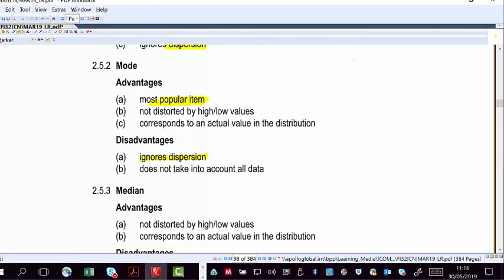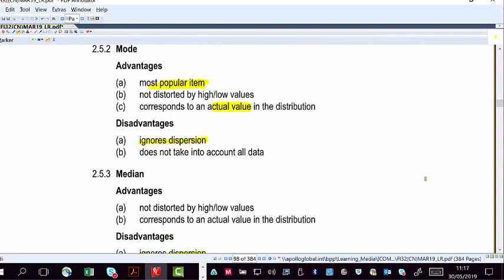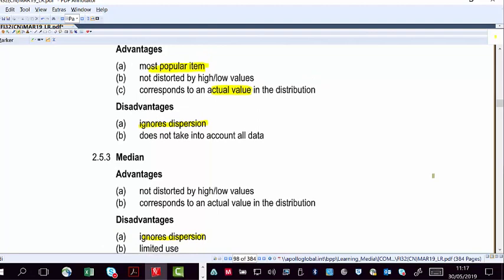So it's not a spread, it's not an average, it's just that individual most popular item, and it does correspond to an actual value in the distribution. So when we looked at calculating the mode for the loaves of bread, we've seen that 4 was the most popular number of loaves of bread to be bought within 1 week, and that was an actual value. Again, it ignores dispersion, as we've just mentioned, and it may not take account of all of the data. So again, we're not looking at an average of everything, we're just focusing on that one individual item.